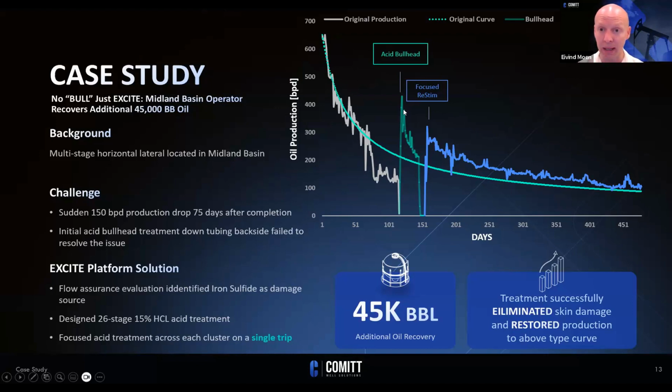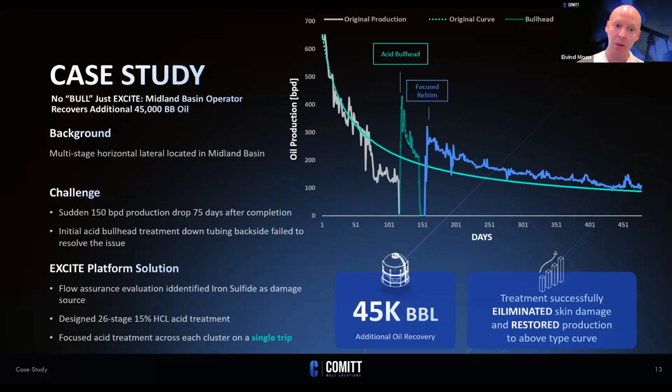Here they're actually bullheading some acid down the backside of the production tubing to revive production. And the wellbore is responding nicely to that treatment. I mean, production is spiking back up, but as we're seeing also, it's got a very sharp decline after that. So I think the good news here is we have the right treatment on it. The wellbore is responding to it. The bad news is we haven't been able to treat the entire lateral.